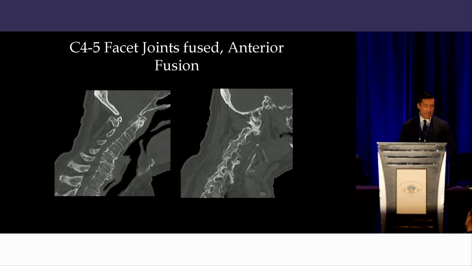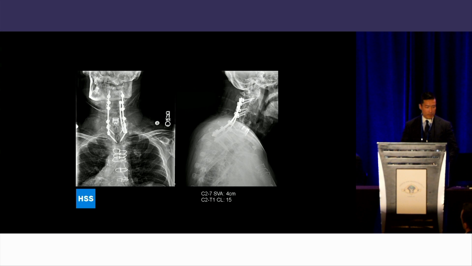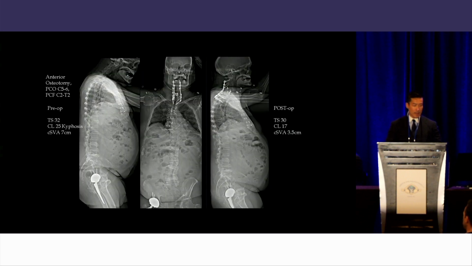This is a CT scan demonstrating the areas of autofusion for this patient, not only anteriorly, but also within the posterior facets. So because this was a group 1 flat neck, we proceeded with this sort of operation, which was an anterior osteotomy through the 5-6 segment, buttress plate, followed by a single posterior column osteotomy to normalize the patient's alignment and to achieve this sort of result at the post-op time point.